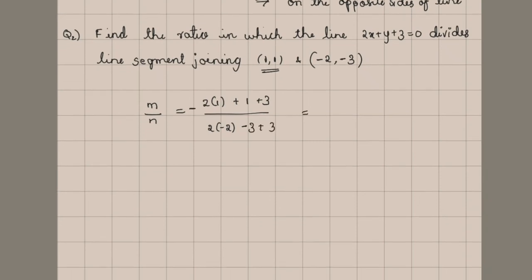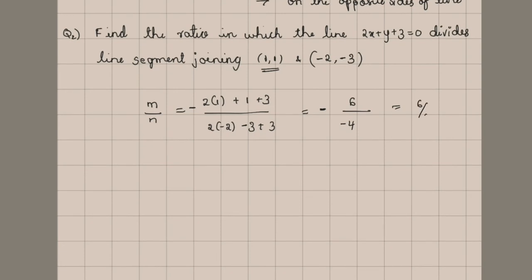So we get negative of 2 plus 1 is 3, 3 plus 3 is 6, minus 6 by 2 into -2 is -4, minus 3 plus 3 is 0, and the minus gets cancelled. We get 6 by 4, which is nothing but 3 by 2. So the ratio is 3 by 2, which is positive. So these 2 points lie on the opposite sides of the line 2x plus y plus 3.